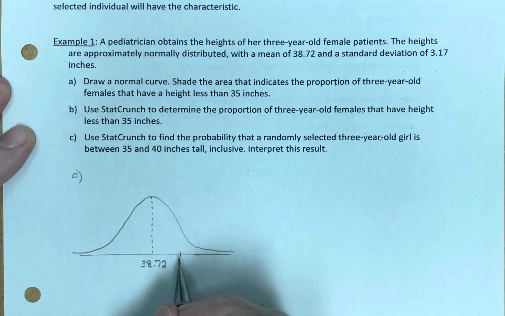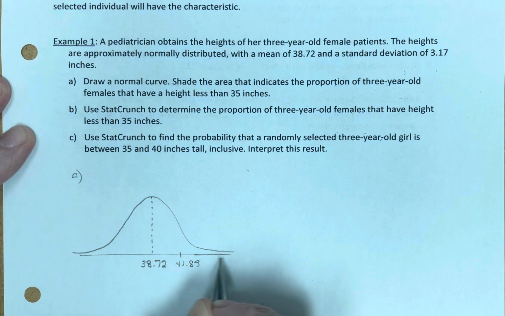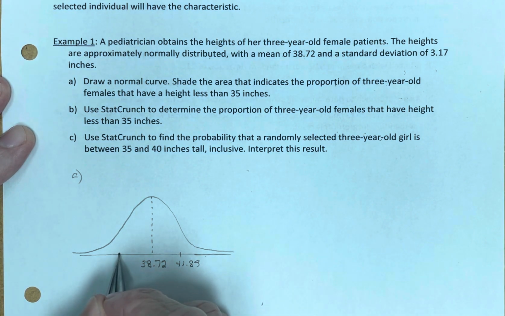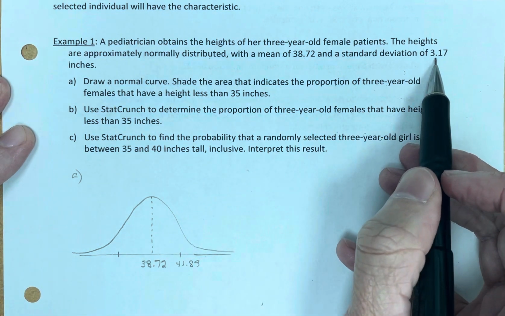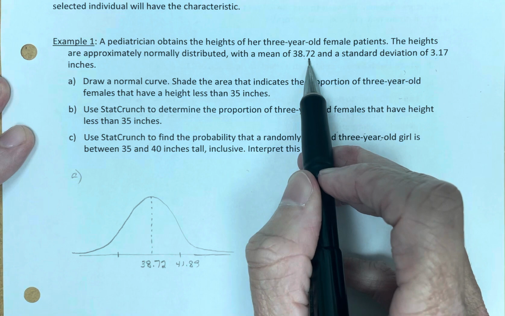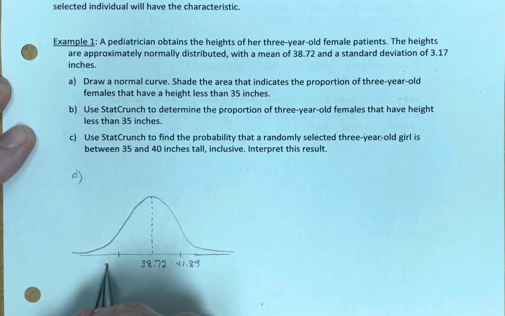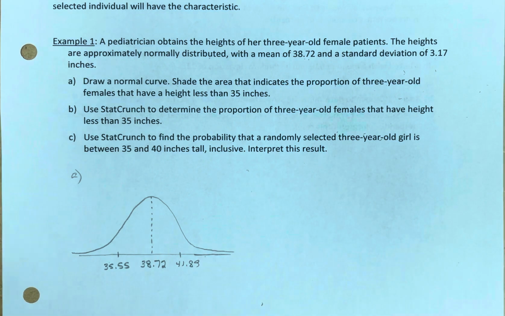So we'll go out one standard deviation, we'll add 3.17, which is 41.89, and we could continue if we wanted to mark off +2, +3, and we'll subtract one standard deviation. When we subtract 3.17 from 38.72, we get 35.55, if I'm not mistaken.